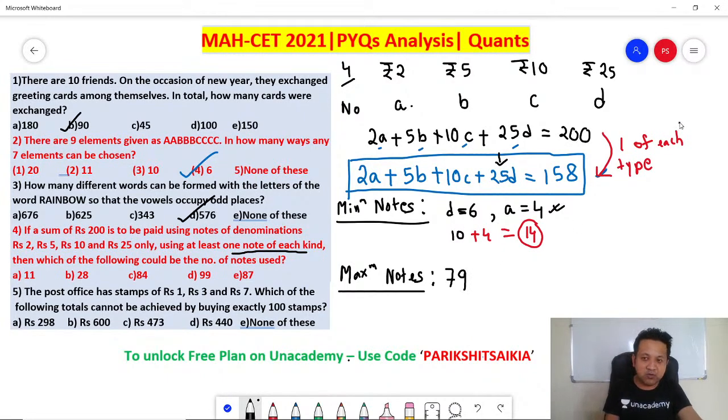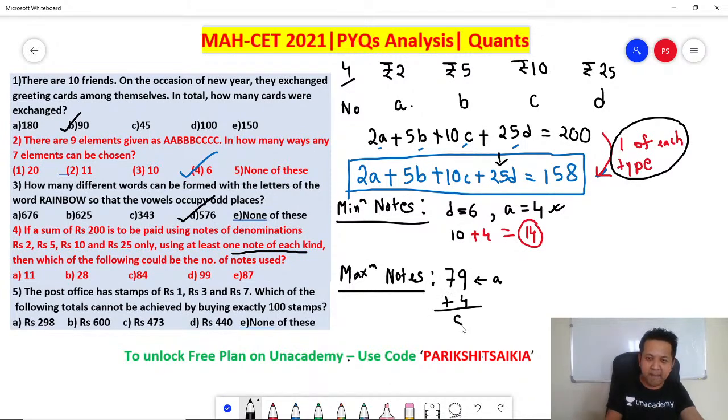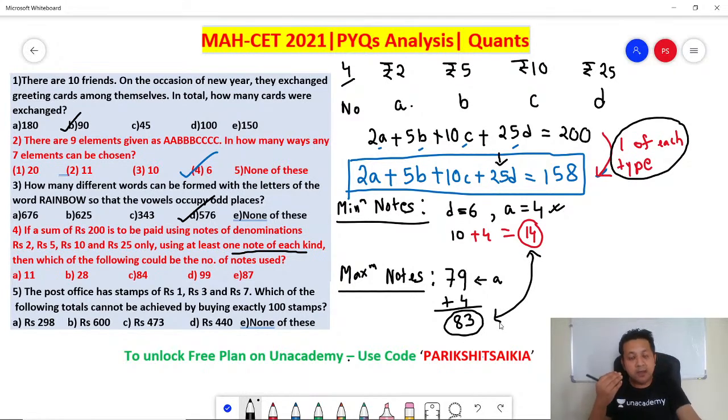So initially we used one of each type. When I say 79, I basically mean A is 79. But this is for 158. The question was for 200. So initially we use one of each type, plus 4, meaning maximum notes can be 83. Perfect. You got something. The minimum answer can be 14 and the maximum answer can be 83. It means any answer greater than 83 is not possible.